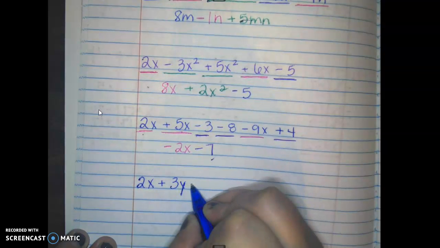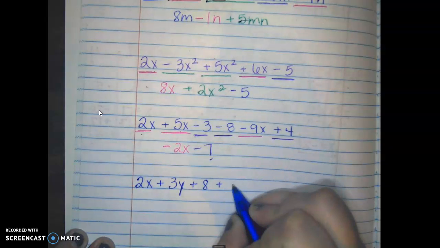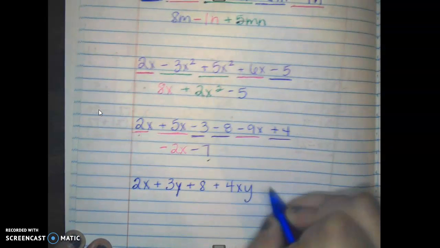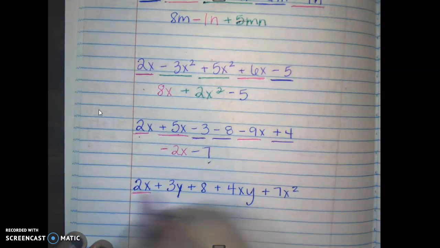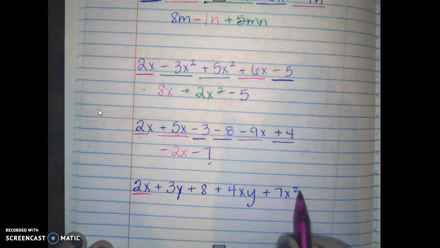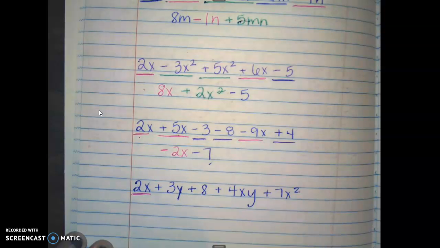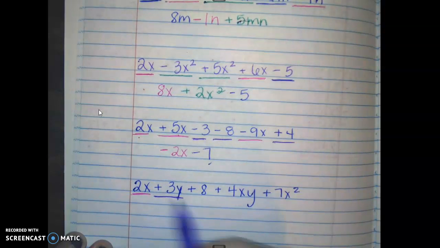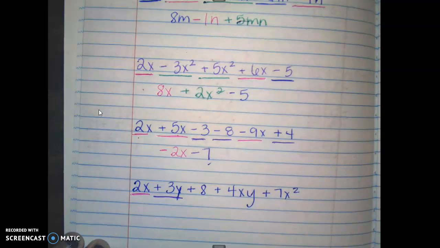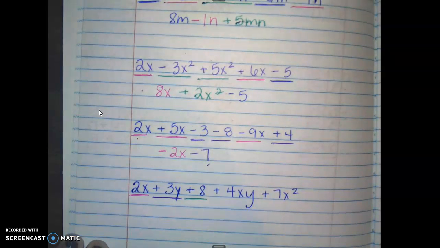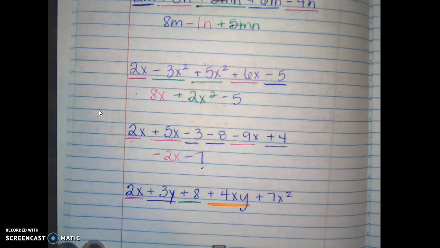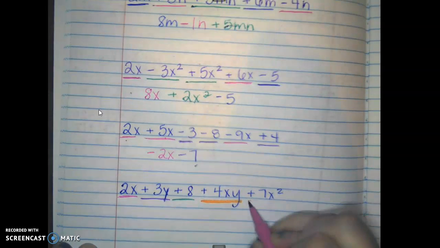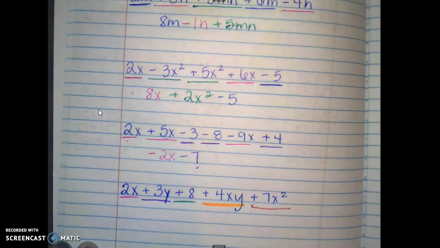Sorry, that's a Y. All right, so quickly, we have 2x. Nothing else that's x by itself. That's an x squared, that's different. And that's different. Plus 3y. Nothing that's just a y. Plus an 8. Nothing that's just a number by itself. Plus 4xy. Again, nothing that goes with this. And then plus 7x. So nothing in this one combined at all.